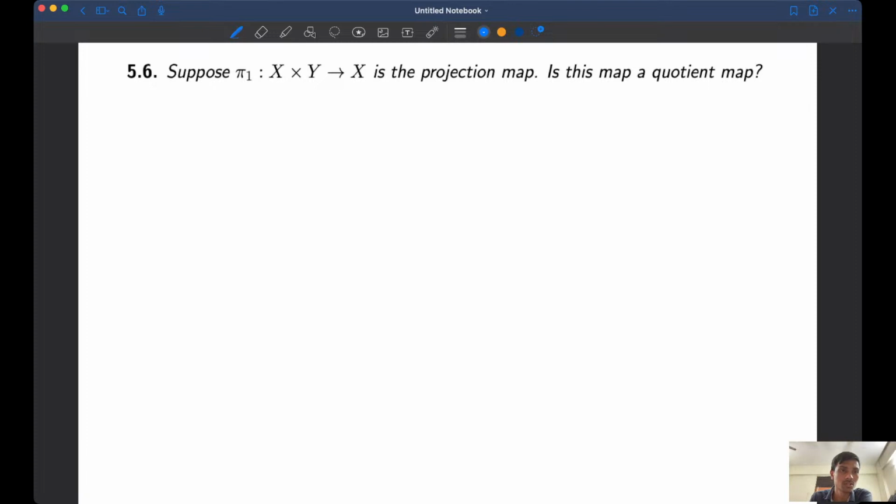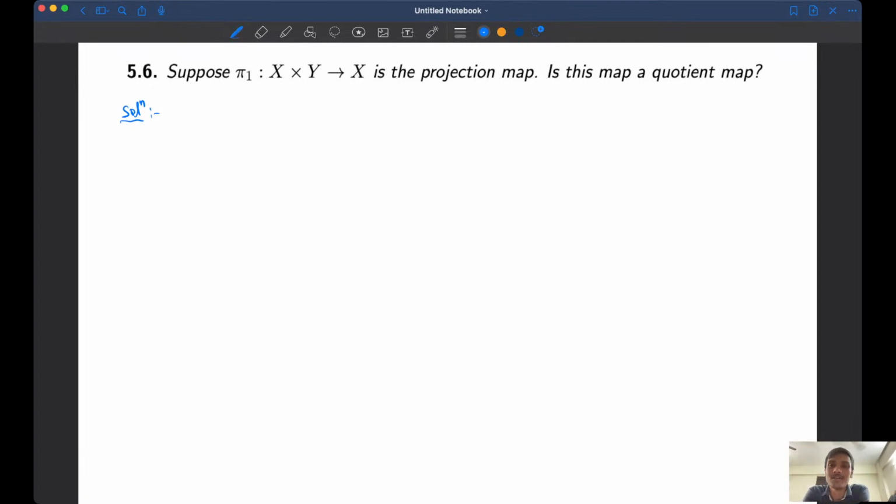Yes, sir. It's a quotient map. Yeah, why? Sir, it is surjective, because for any x I can find (x, y) which is mapped onto x. It is also open, because any open set in X cross Y, when I take its image, will be mapped onto an open set in X. And it is also continuous, because I took the product topology, so the projection maps are already continuous.